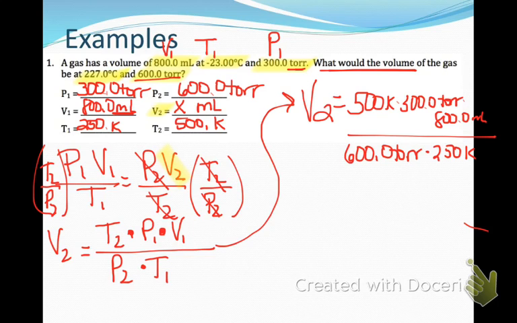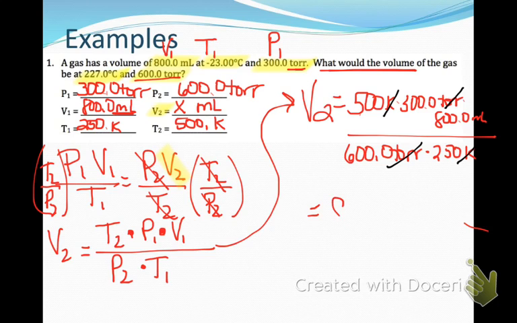Alright, let's cancel some units. Let's get rid of some stuff so it makes it a little bit easier on ourselves. Kelvin, Kelvin, and torr, torr. I'm left with milliliters on the top, and that's a good thing because I want volume at the end. So, plug this into your calculator. It's 500 times 300 times 800. Press the equal sign, and divide this, but make sure you use your parentheses. Your parentheses are a really useful tool in your calculator. So, you have 500 times 300 times 800 equals, then divided by, take an open parenthesis, and do 600 times 250, then close out your parenthesis and press enter.